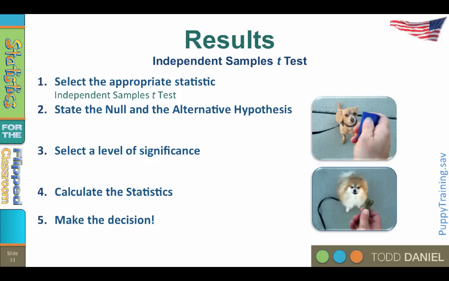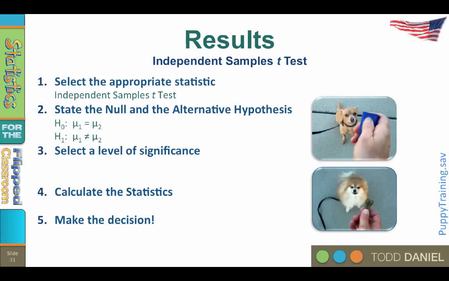Step 2, state the null and alternative hypothesis. We want to know if the means of the 2 samples of puppies are different. We are not saying which group will be better, so this is a non-directional, two-tailed test. If we said that one group would be better, that would be a one-tailed or directional test. Because this is a two-tailed test, our null hypothesis will be H sub 0, mu1 equals mu2. And that means that our alternative hypothesis will be H sub 1, mu1 does not equal mu2.